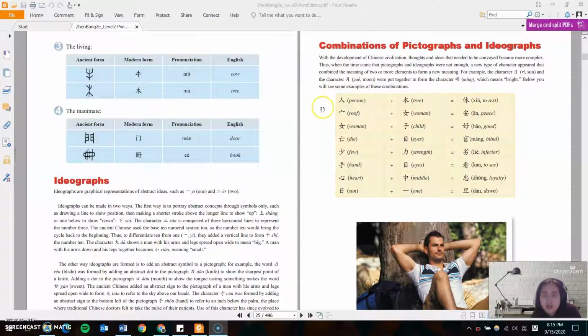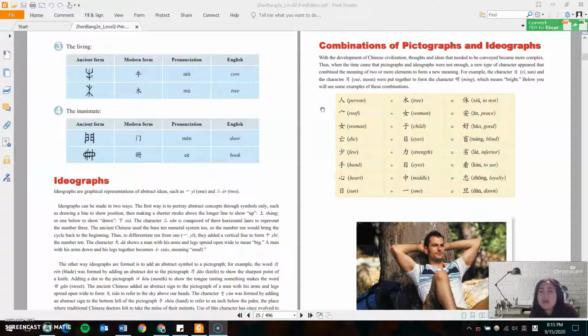Combinations of pictographs and ideographs. With the development of Chinese civilization, thoughts and ideas that needed to be conveyed became more complex. Thus, when the time came that pictographs and ideographs were not enough, a new type of character appeared that combined the meaning of two or more elements to form a new meaning.